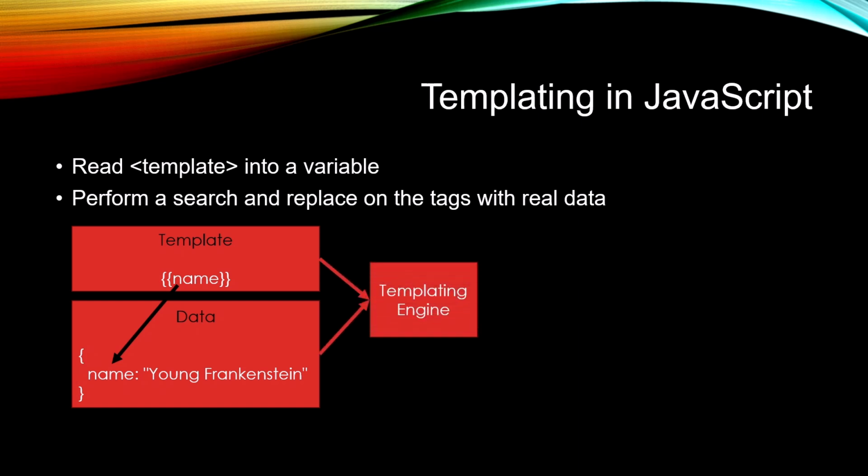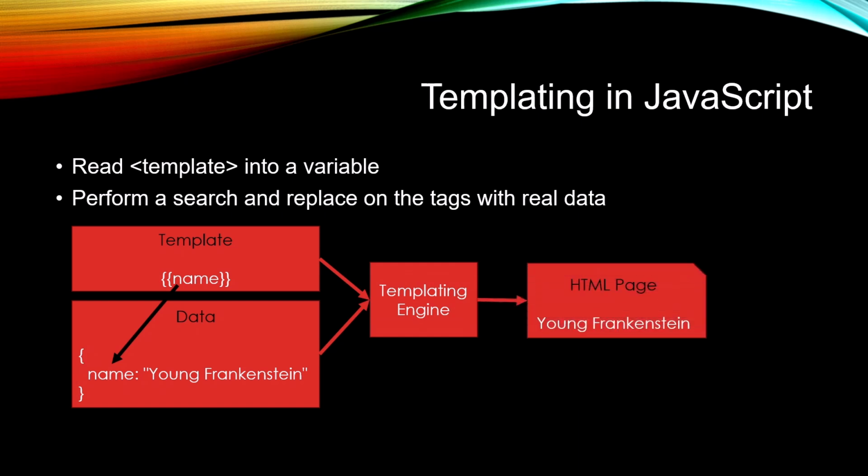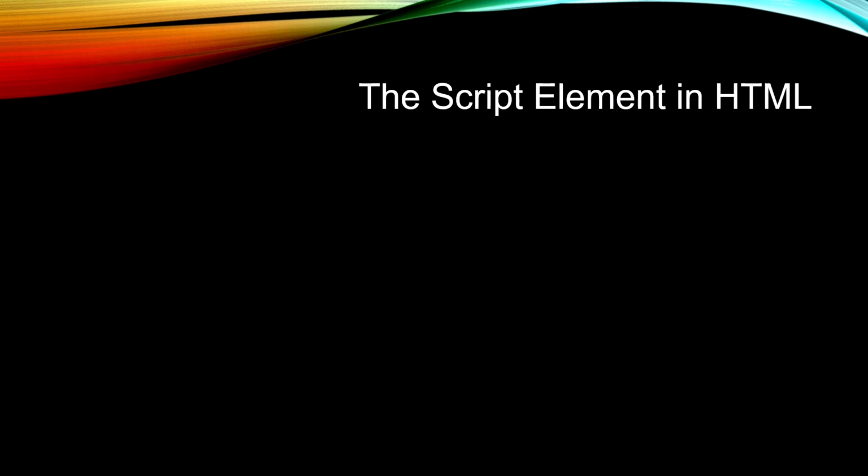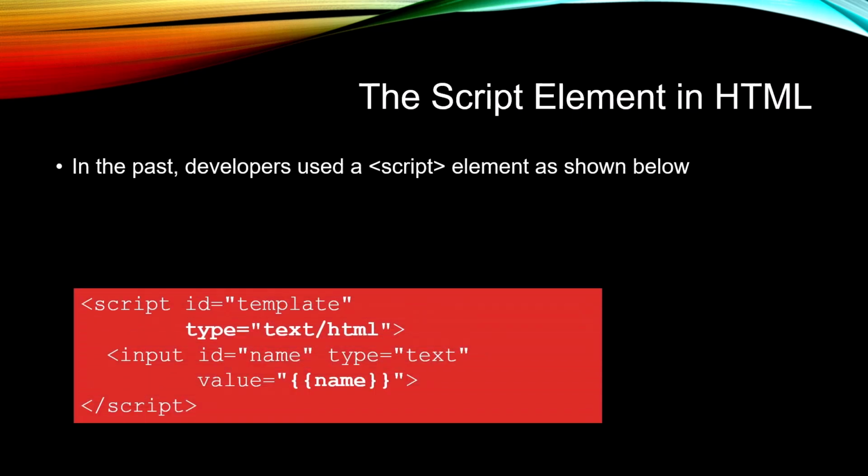We'll run that through some sort of templating engine. For now, we're just going to write JavaScript to do it, but later we'll do a templating engine, and that will then take that value, put it into wherever that token was, and then that is then displayed on our HTML page.